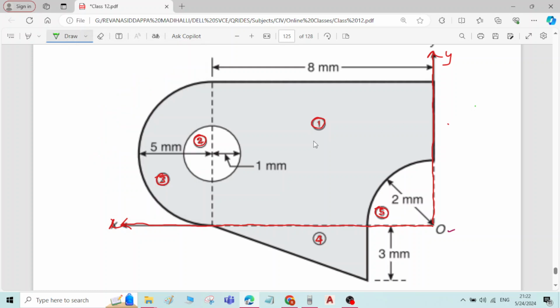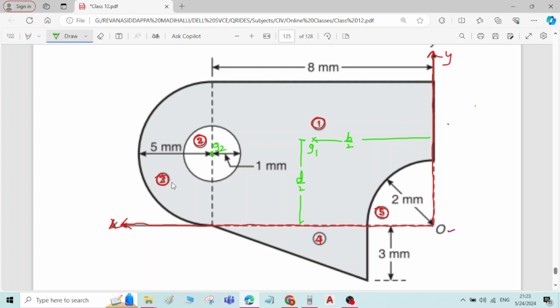For the rectangle, it is b by 2 and d by 2. If I take g1 as centroid, then with respect to the reference axes only, we should write the formula b by 2 and d by 2. And for the circle, the centroid will be at its center only.